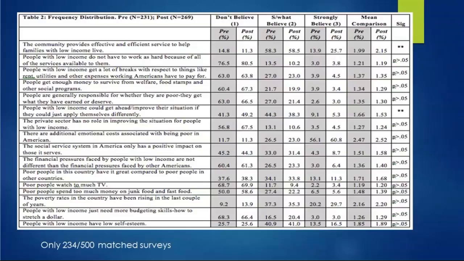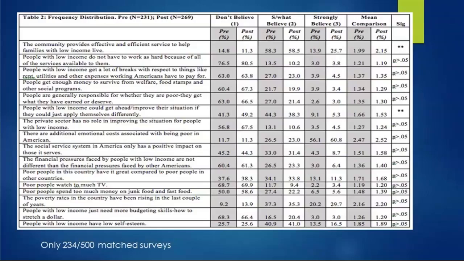So you don't see a statistically significant budge in the mean comparison, but we do see positive direction in terms of shifting of knowledge, that the community provides effective and efficient service to help families with low income live, that the pre and post shifts in a way that's more positive but not statistically significant. We're looking at ways to manage our assessments better, so we capture this information in a way that helps both advise on the effectiveness of the poverty simulation and also guides us in making improvements to our curriculum.